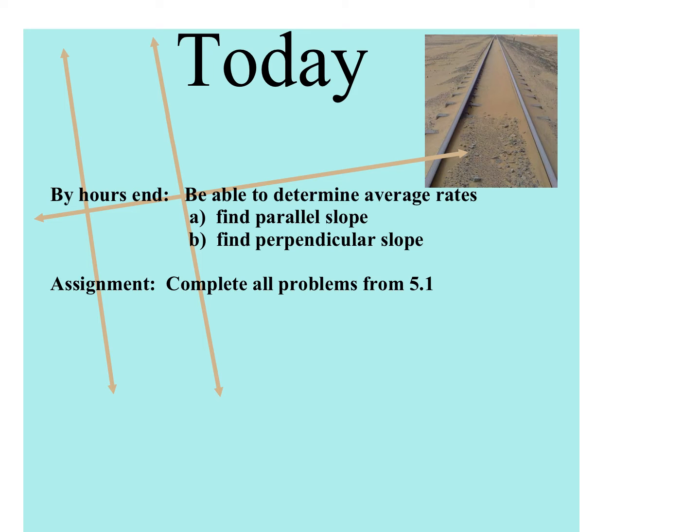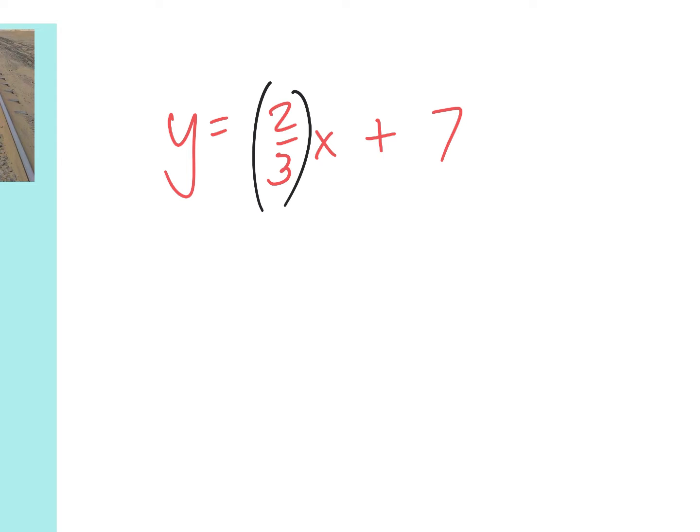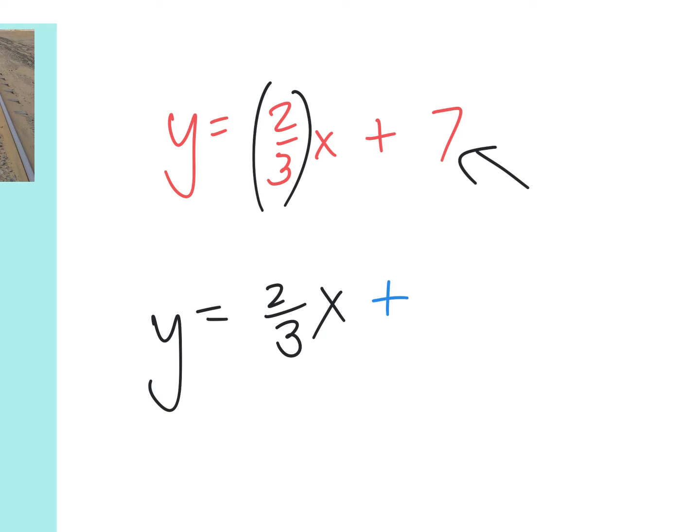Okay, so we started by just doing an old-fashioned problem: y equals 2/3 x plus 7. The kids all instantly knew that this was the slope and this is the y-intercept. Then I asked them to write an equation for something that would be parallel to that. Most people knew right away that if you just make the slope the same, then you could just change this, and now it's parallel to it.